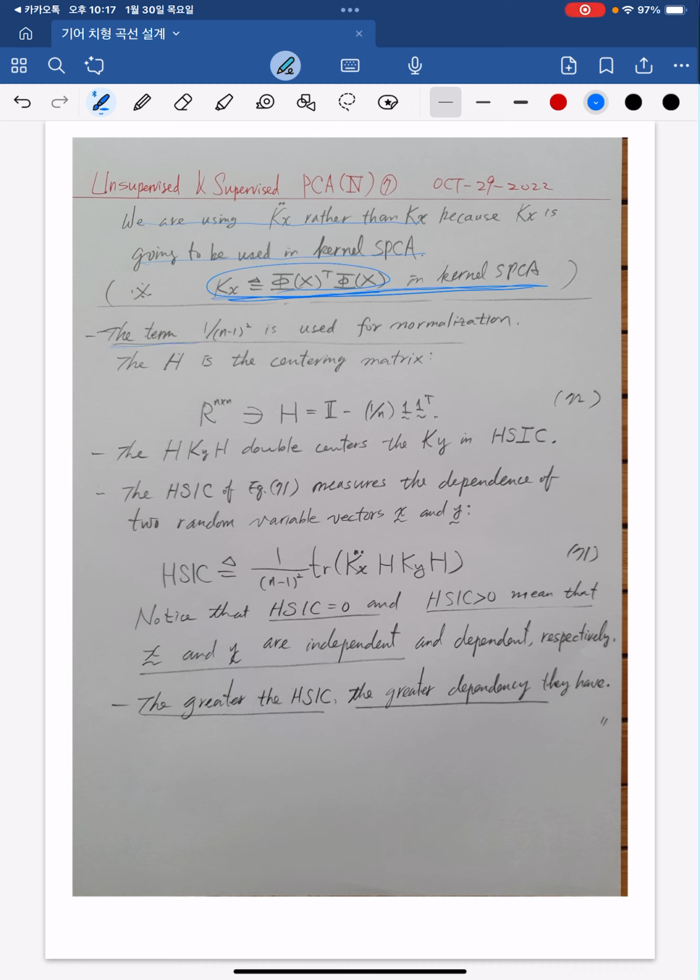The term 1 over n minus 1 squared is used for normalization. H is the centering matrix. HKH double centers the KY in HSIC. The HSIC equation 71 measures the dependence of two random variable vectors x and y. Note that HSIC equal to 0 and HSIC greater than 0 mean that x and y are independent and dependent respectively. The greater the HSIC, the greater the dependence they have.